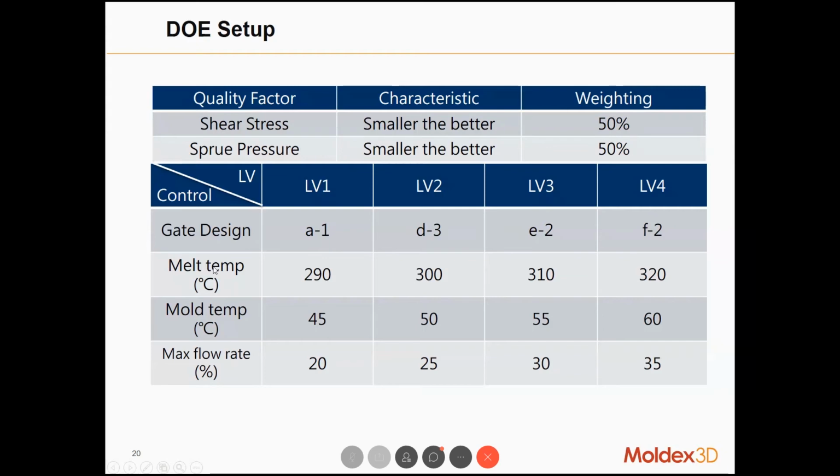And here we have different gate designs. According to the agreement with Acer, they have forbidden us to show you the real gate design, so we only use a code to show you what the gate design is here. There are 4 different gate designs in the simulation, and also 4 different melt temperatures, 4 different mold temperatures, and maximum flow rates of the melt front.